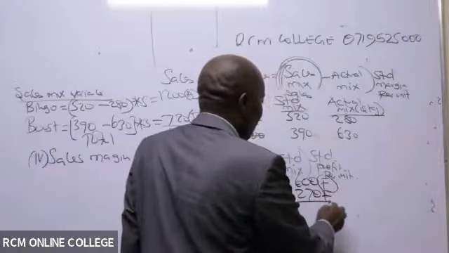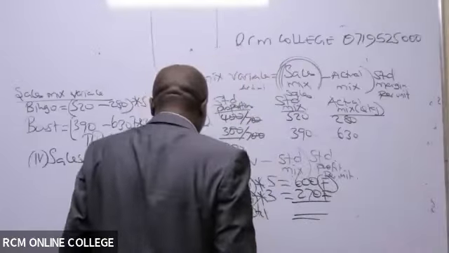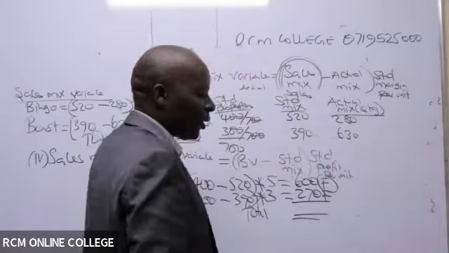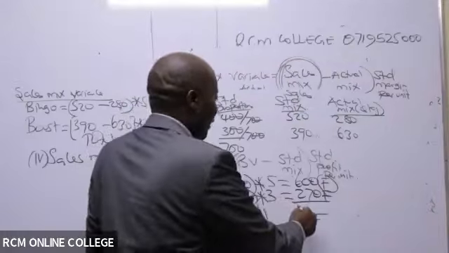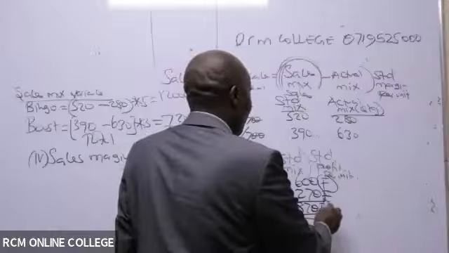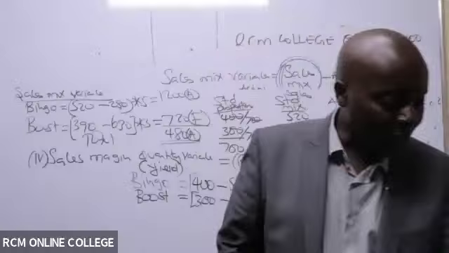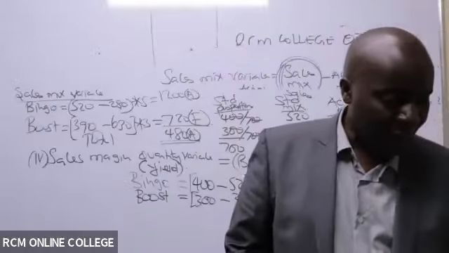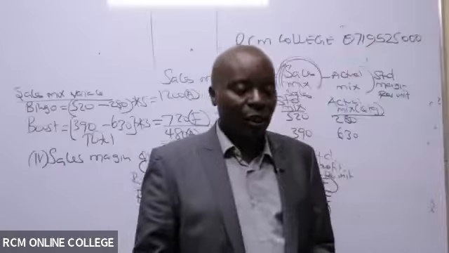So if you add the two, you will end up getting the total here. So what is the total here? The total is 870 favorable. So ladies and gentlemen, I have a request to you guys.